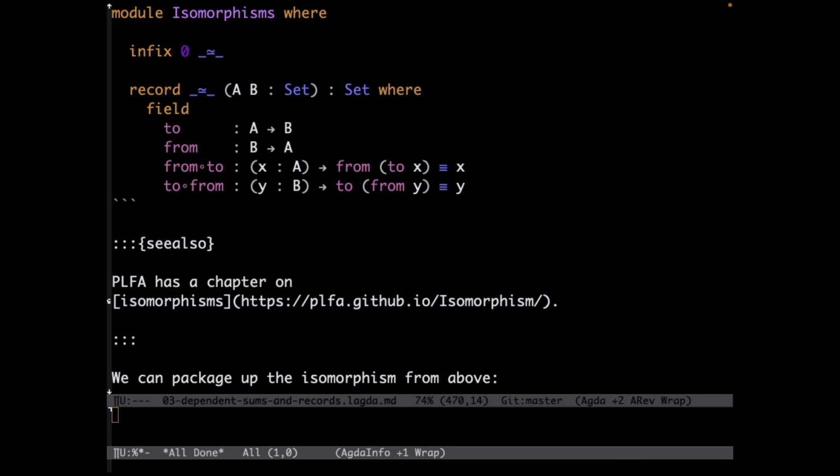What is one isomorphism from A to B? It's a thing that consists of four parts. A function from A to B, a function from B to A, and the proof that the functions are inverse. So here is the dependence, you see. This field depends on the previous two fields. It mentions them. So it's a dependent type, so this is a dependent record. And these are the two equations. And now you can package this up and you can work with isomorphisms as structures.